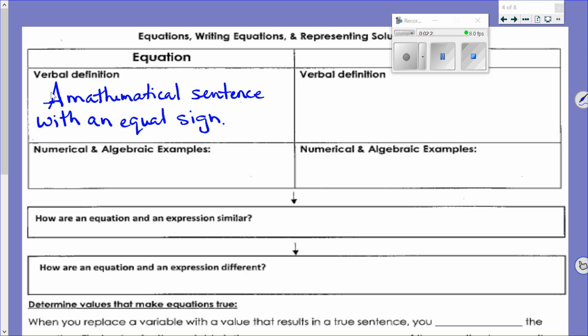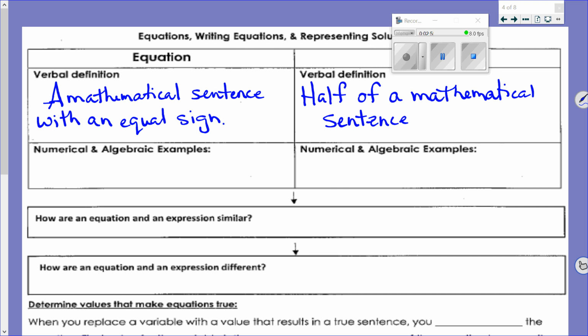So what's our verbal definition of an expression? John? A mathematical. Actually, instead of saying mathematical sentence, because a sentence is a complete thing, we're going to say half of a mathematical sentence. In other words, an expression is what you would see on one side of an equal sign. You just don't get both. So what do I mean by this? Let's look at some examples.